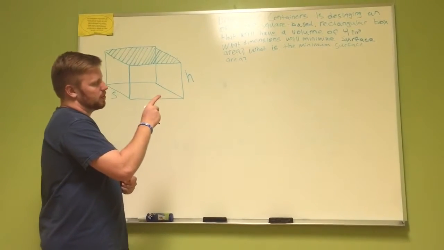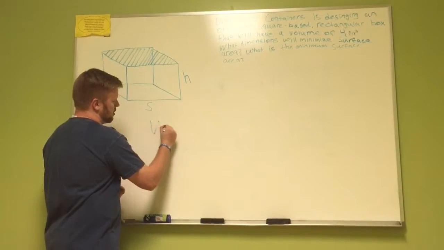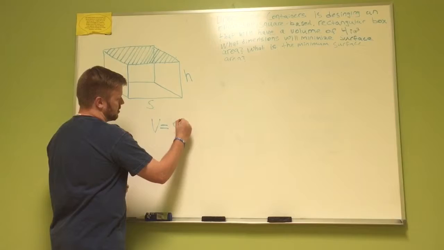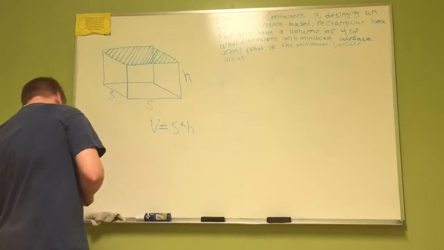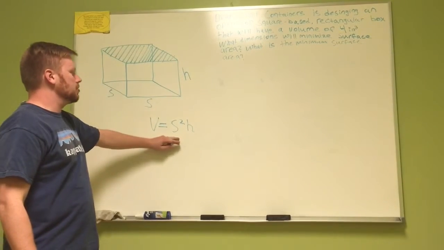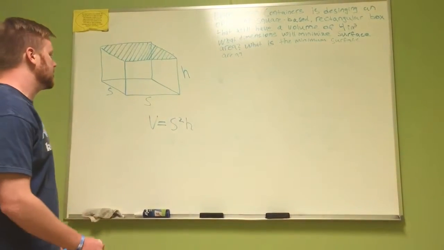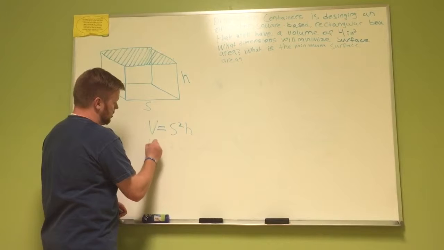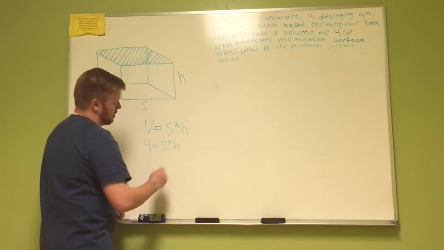We're going to use two equations. Our first equation that we'll start with is V equals S squared times H. Let me just double check that. Yep. This is the equation we'll use to solve for the first part of the problem, which is what dimensions will minimize surface area. We know that 4 is our volume, so 4 equals S squared times H.